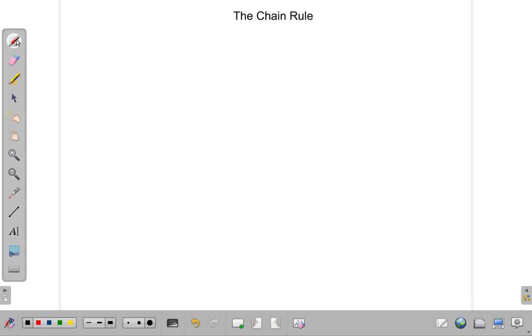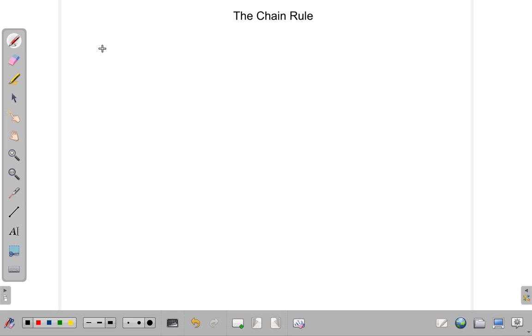The chain rule. Now the chain rule can be used to differentiate a function when it's really a composite function, one function composed within the other function, so that you have what is called an inside function and an outside function. And it's useful when it's difficult to separate those functions, right?